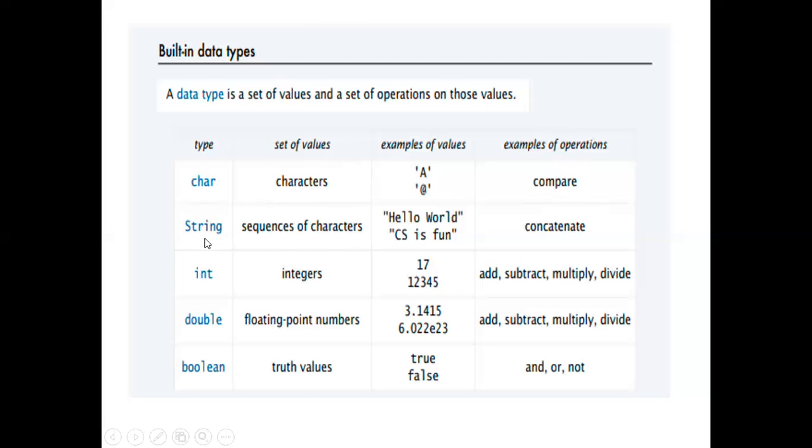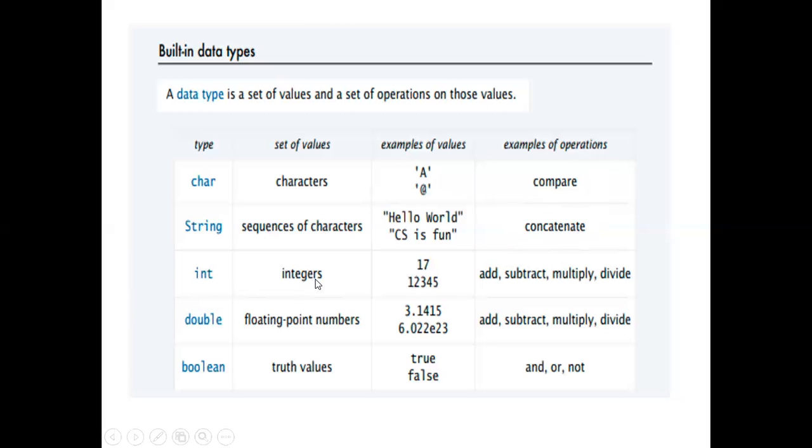Next one is string. A string is a sequence of characters. If I write only S, that is a char. If I write Samira, it is a collection of characters, a sequence of characters, so it is a string. The operation performed on a string is concatenation.